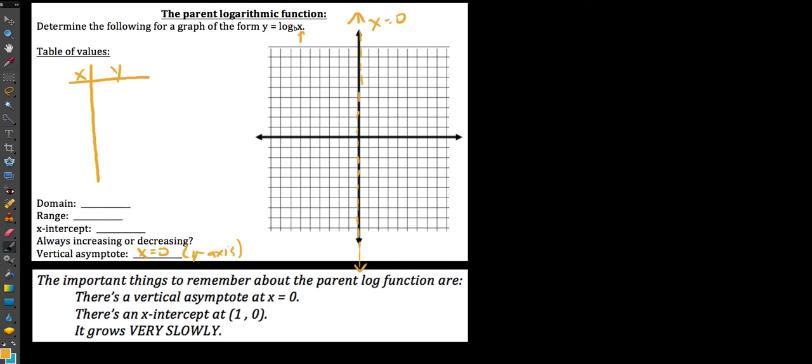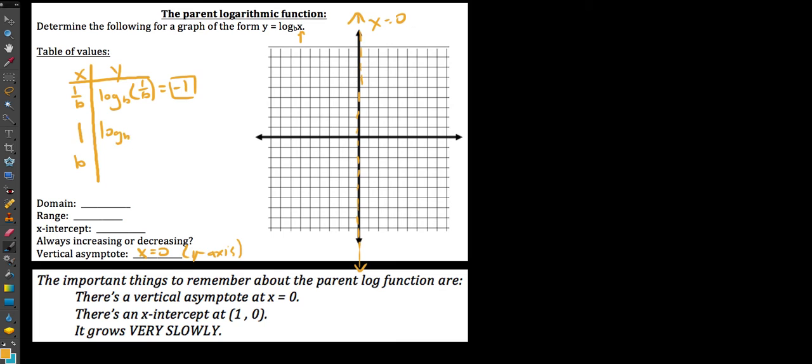when we table values, we're always going to table 1 for a log parent function, the base for the next input, and for the one before 1, we're going to put in 1 over the base. I actually want to take the time to evaluate these here. So we would get log base b of 1 over b. If we consider this, what could we take b to the power of to get 1 over b? It would have to be negative 1.